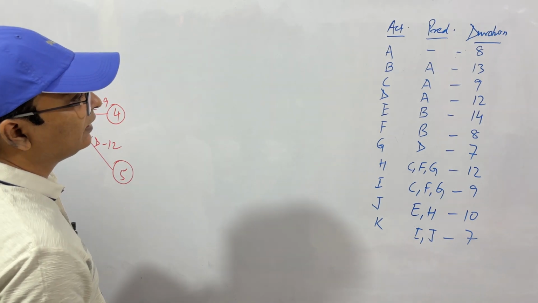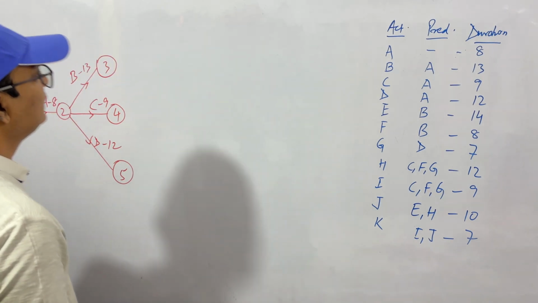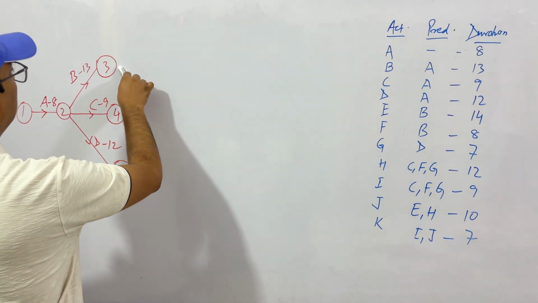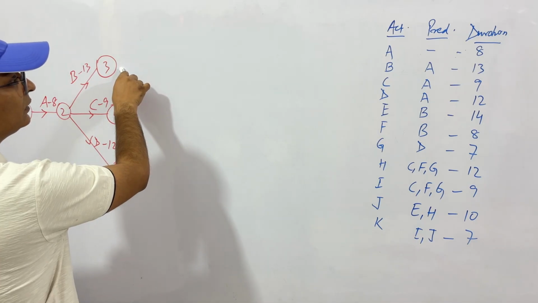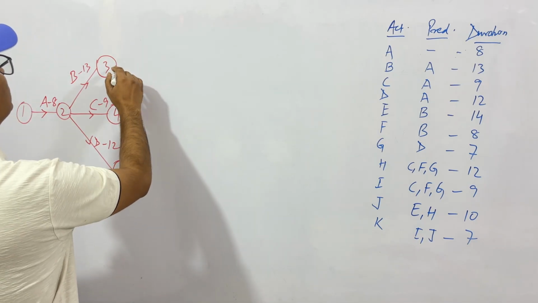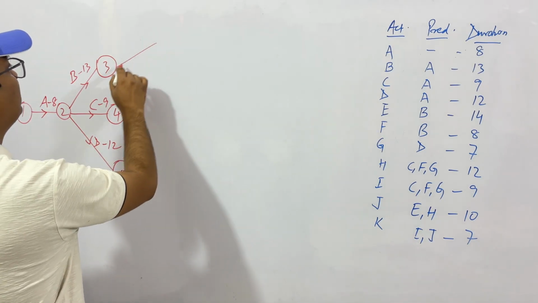Then we have E. E and F start after B. See, E and F. So what is the meaning? After B we have two activities.